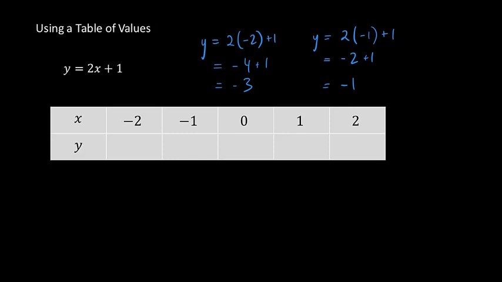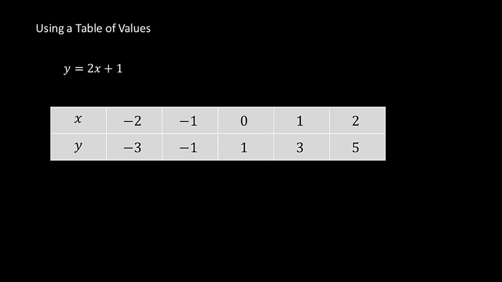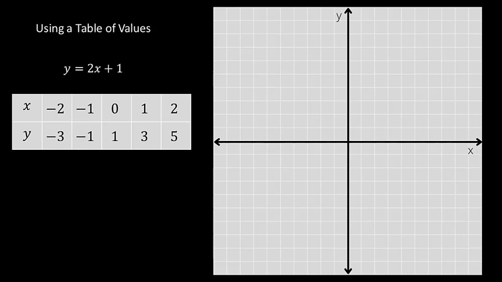I've already done that, and I'm going to go ahead and fill the table out. And it will look like this. So now what I'm going to attempt to do is actually graph this function on a Cartesian plane. So we have still our equation, or our function, y equals 2x plus 1. We've got our table of values.